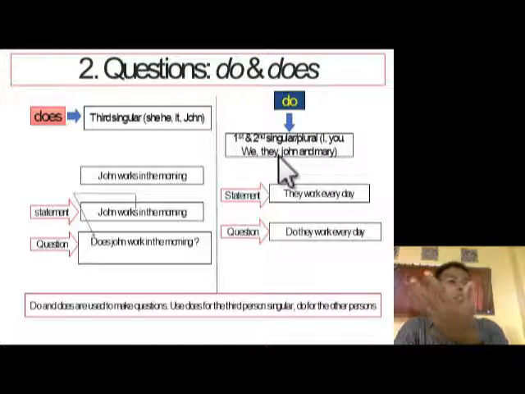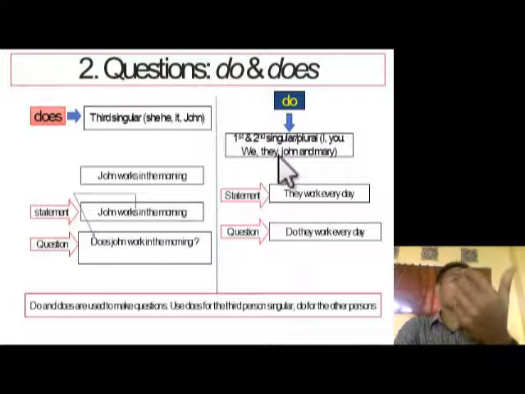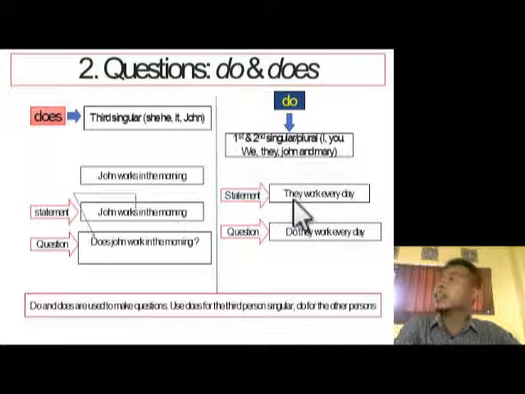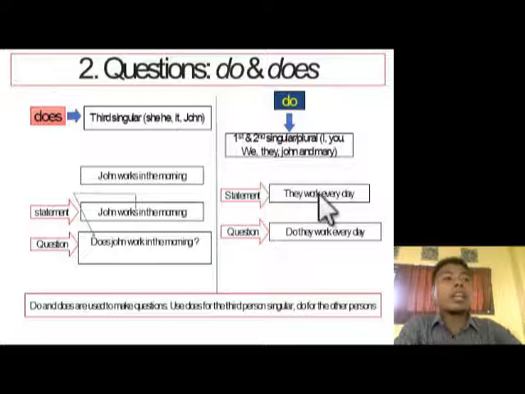Misalnya, I, you, they, we, John and Mary, for example, ya kan? Singular subject, plural subject, John and Mary. Nah, misalnya di sini sebagai they, ya, they work every day. So if you want to make questions using do, put do in the beginning of the question.